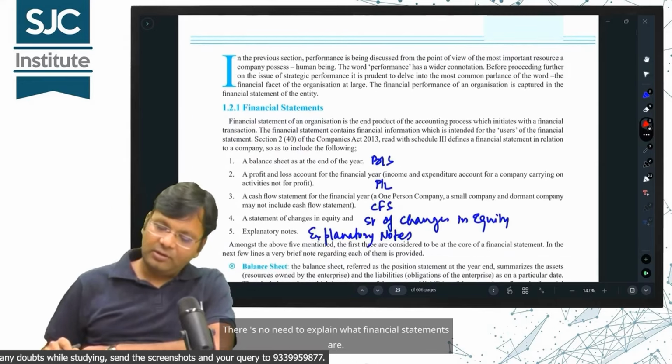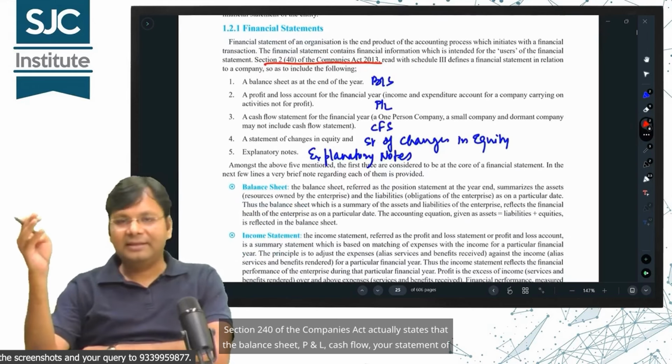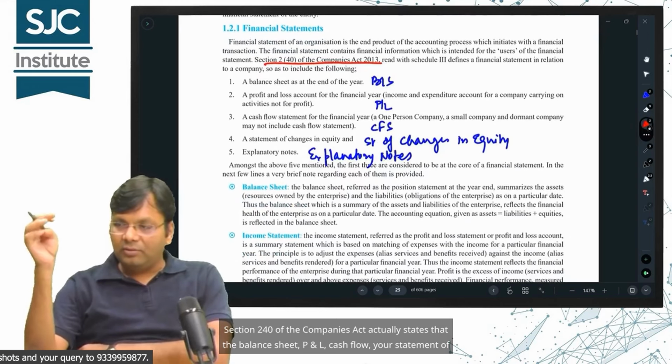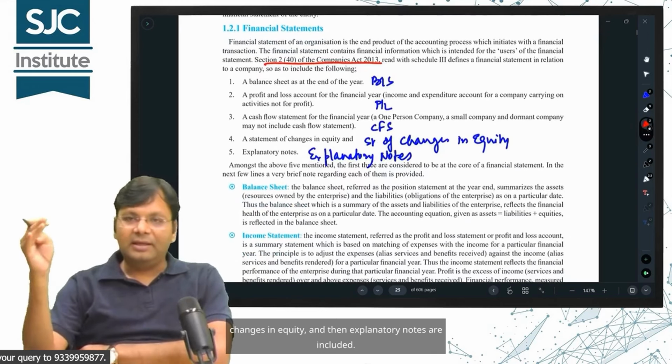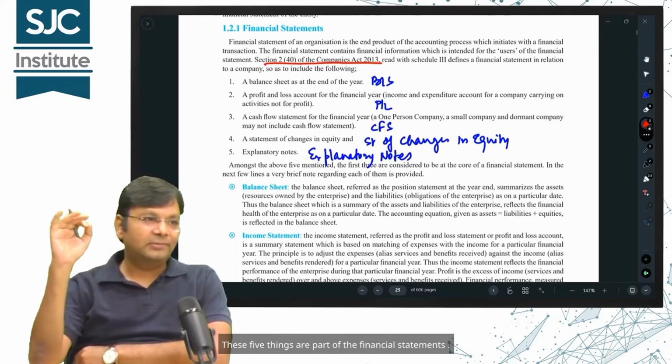Section 240 of the Companies Act actually states that the balance sheet, P&L, cash flow, your statement of changes in equity, and then explanatory notes are included. These 5 things are part of the financial statements.